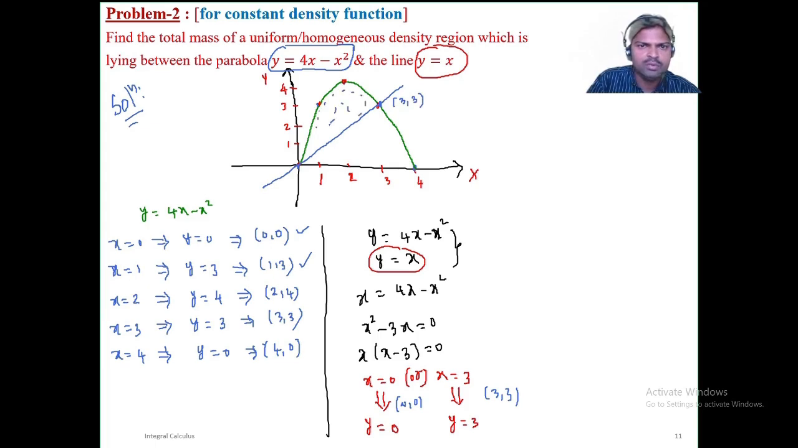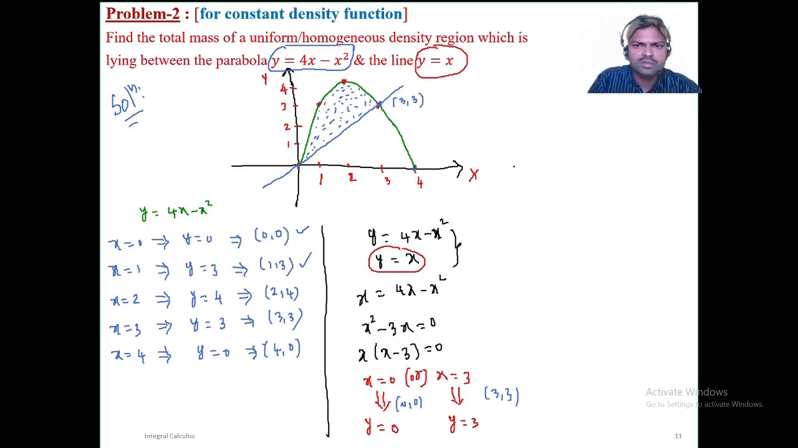Now the region bounded by this parabola and this line is nothing but this portion. So this is the common portion. This is a region or object, and for this object we need to find the total mass, with a uniform homogeneous density function. Uniform means the mass per unit area will be the same for each and every unit area.